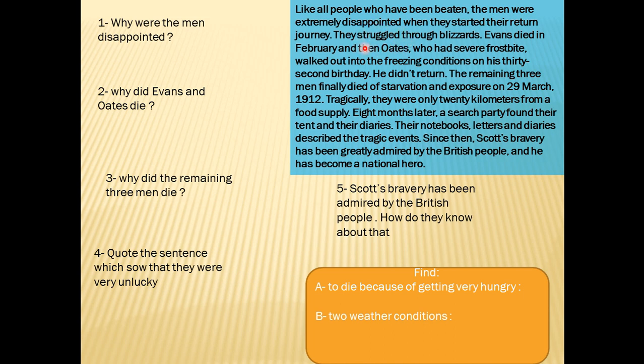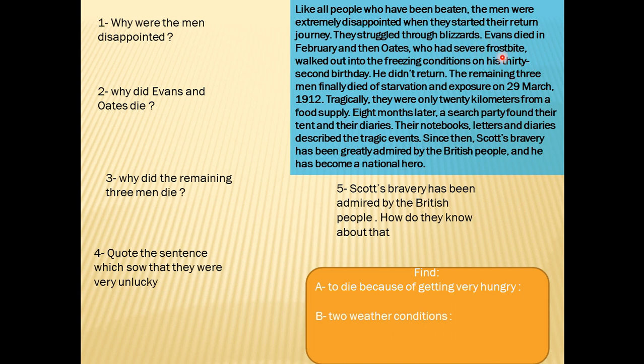Struggled means battled on. Fight, they fought through blizzards, snowstorms. Evans died. Look here, Evans died in February. And then Otis died, who had severe frostbites. Yes, Otis and Evans had severe frostbites.